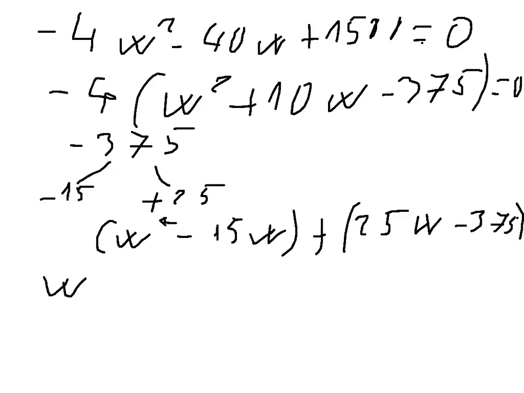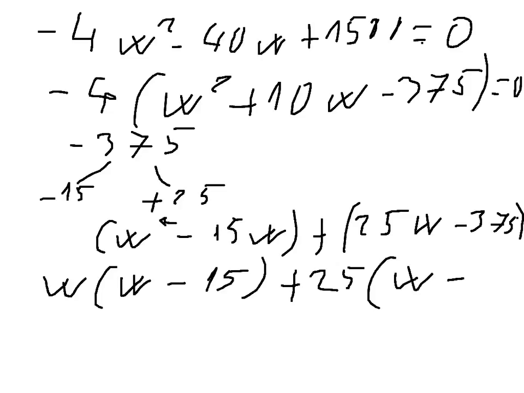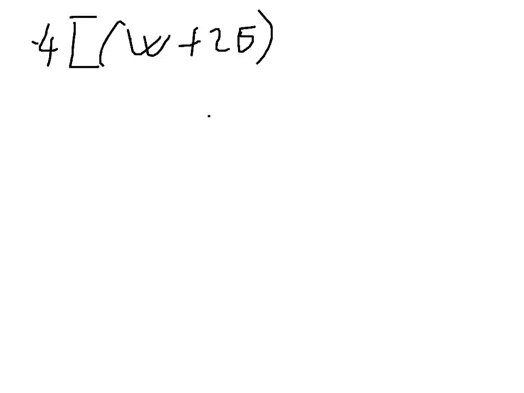Then we factor out W, and the result will be W minus 15, plus, and from our second part we factor out 25. The result will be W minus 15. Then we rewrite our equation as minus 4 multiplied in parentheses with W plus 25 multiplied with in parentheses W minus 15, and that equals 0.